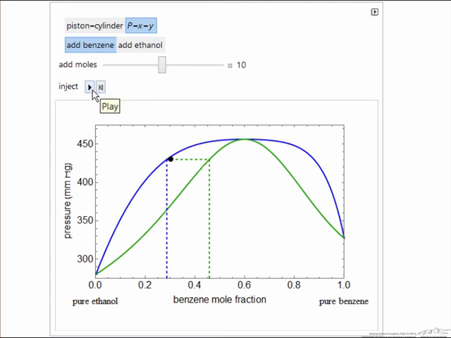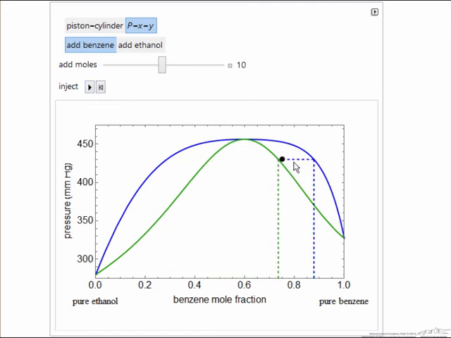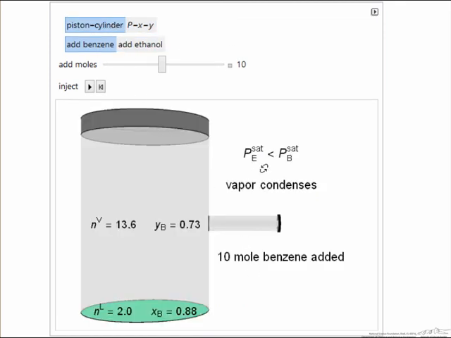and I've added enough benzene that we're in this part of the diagram where now the liquid is enriched in benzene and we have mostly vapor present for this particular condition. And so we can instead add ethanol, and we can use the PXY diagram to help us understand the behavior we would observe at constant pressure and constant temperature in this piston and cylinder.